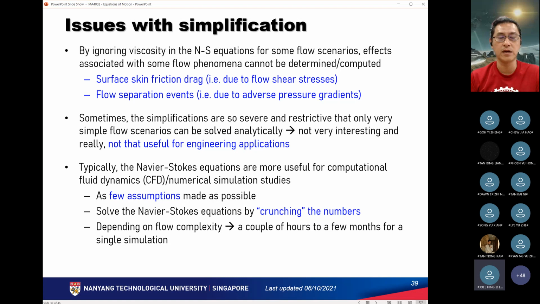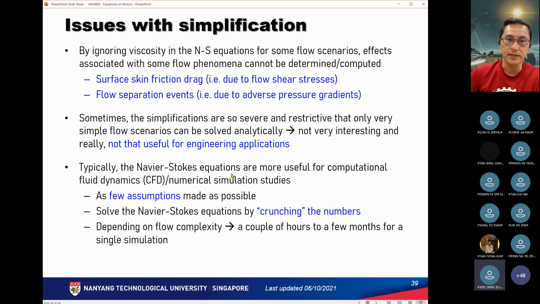One of the biggest problems with simplifying the Navier-Stokes equation, especially if you choose to ignore viscosity, is that anything that has got to do with viscosity will not be taken into account. For example, skin friction drag, because skin friction drag will have to be estimated from Newton's viscosity law. Newton's viscosity law basically tells us that the shear stress, and hence the skin friction drag, is a function of the product of the fluid viscosity and the velocity gradient at the wall. If we set mu equals 0, there's no skin friction drag at all. And things like flow separation behavior will not be able to be predicted, because why? You need to have the boundary layer for flow separation to happen, but a boundary layer can only happen if you have non-zero viscosity. So you've got to be very, very careful.